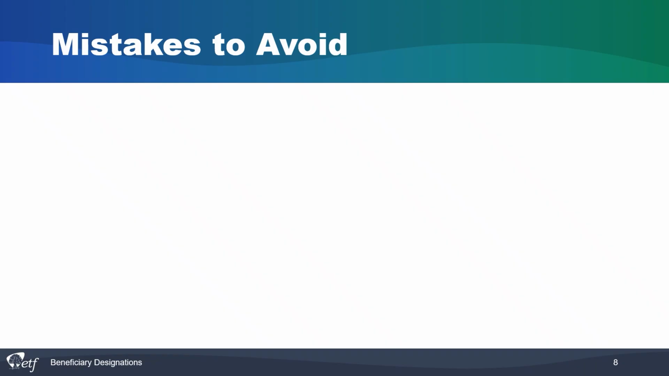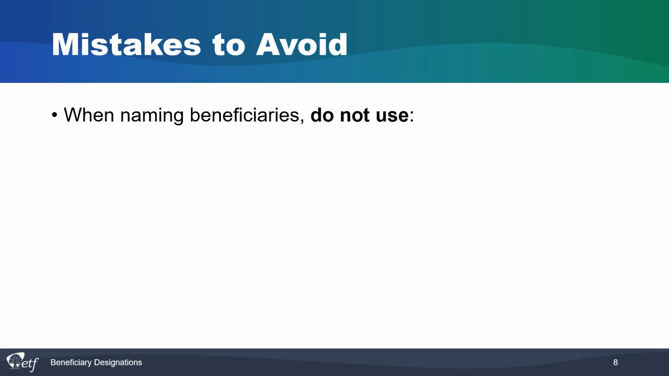Because the beneficiary designation form is a legally binding document, there are some mistakes that we would like to avoid. If you make any of these mistakes, your form will be rejected and you will have to complete a new one. When naming beneficiaries, do not use nicknames. Please write out the full first and last name of each beneficiary.